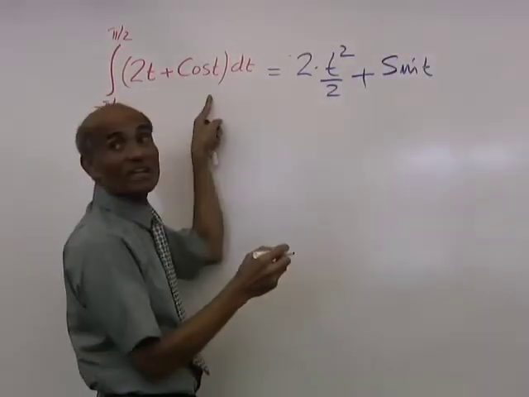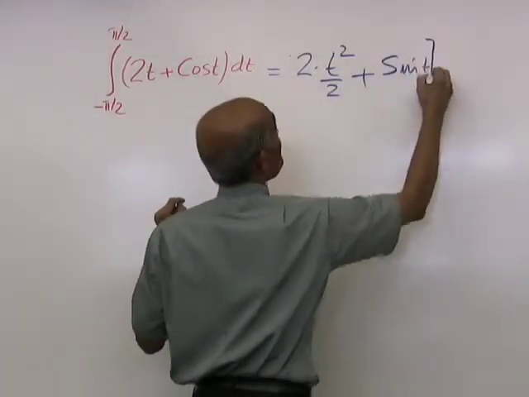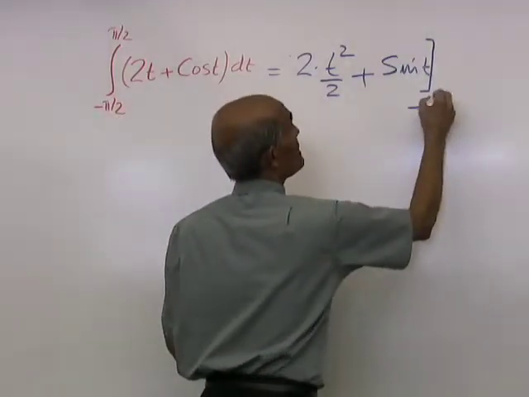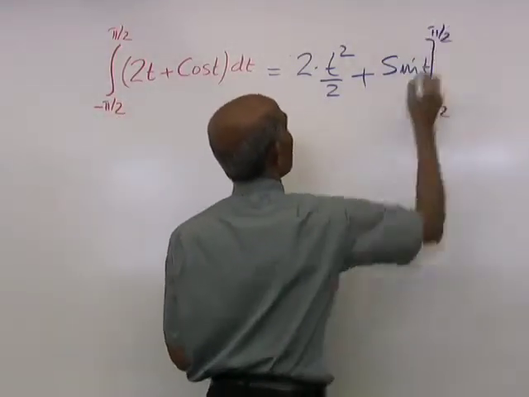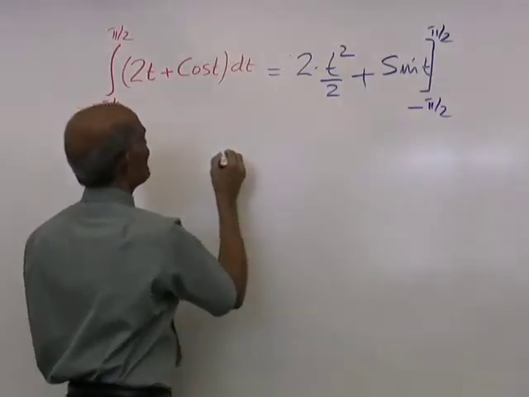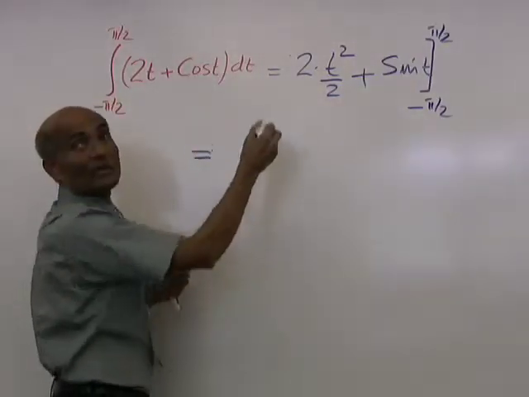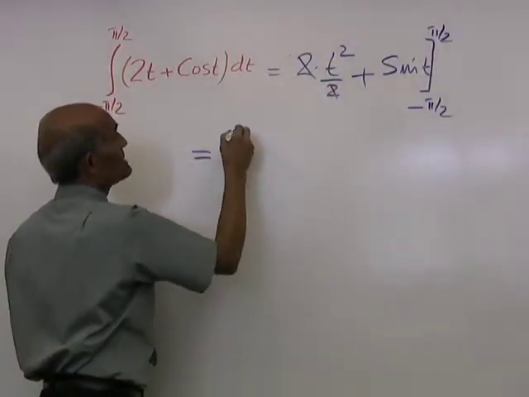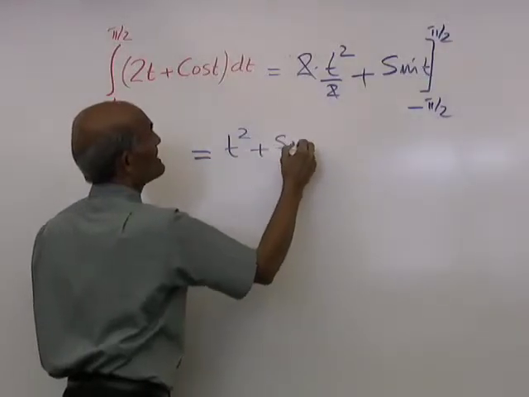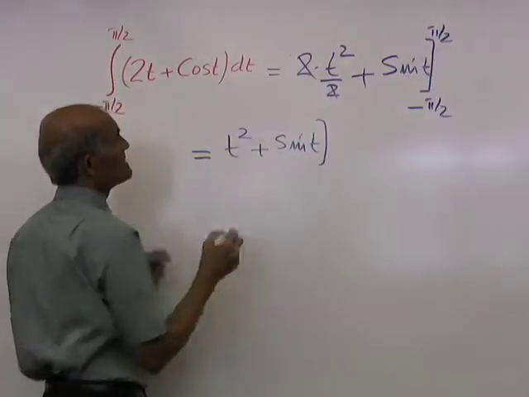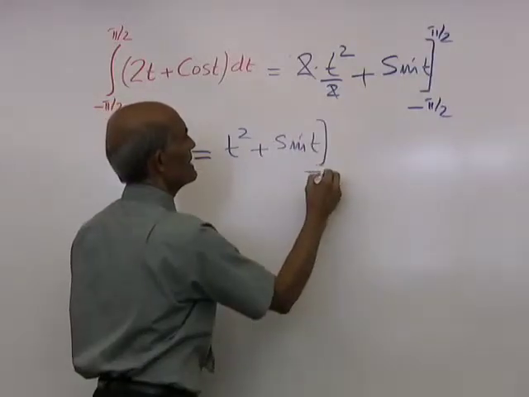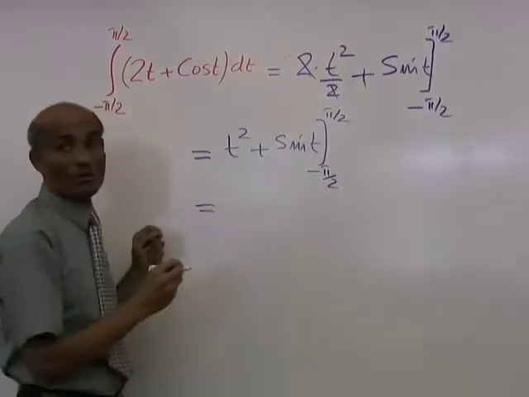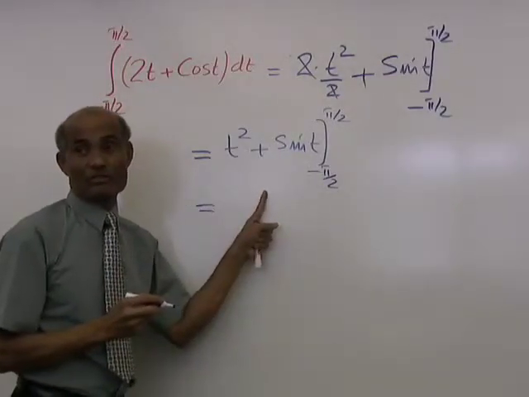We have finished integration, so we don't need the integral sign again, but use the limits. It will be negative pi by 2 to pi by 2. And that will be, let's do it from here. Here, that will go. And so it will be t squared plus sine t, t squared plus sine t, negative pi by 2 to pi by 2. Alright, help me evaluate this.